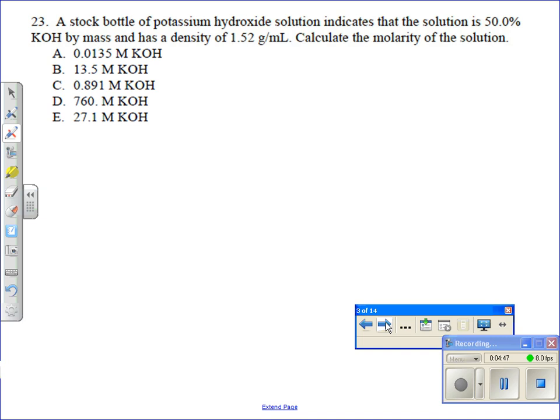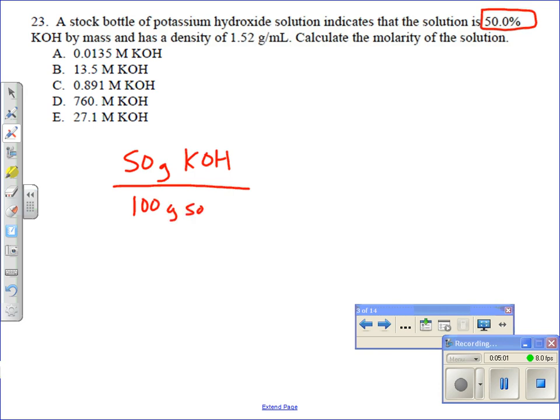Next one. We did this one in class. Remember, percent composition can be used as a double-decker conversion factor. So we assume 100 grams of solution. So we say 50 grams of KOH over 100 grams of solution.